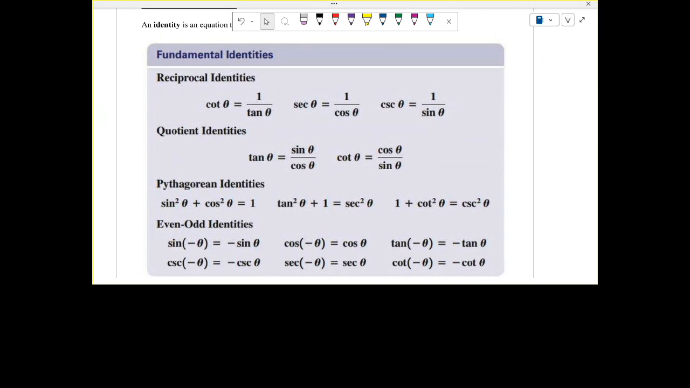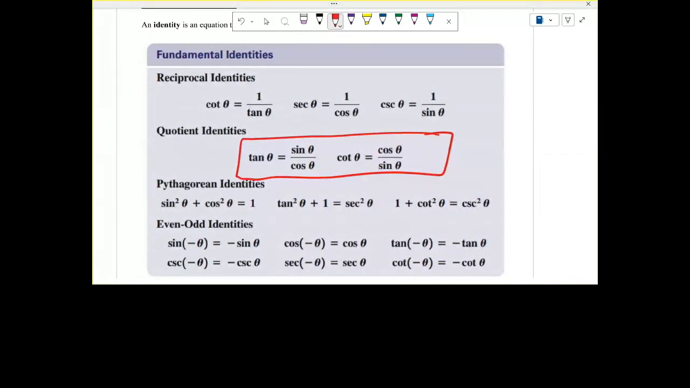The other types of identities are quotient identities. So there's two quotient identities here. The first one is the tangent of theta is equal to the sine of theta divided by the cosine of theta, and the cotangent of theta is cosine of theta divided by sine of theta.